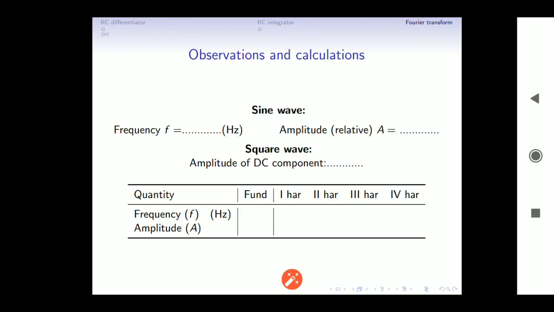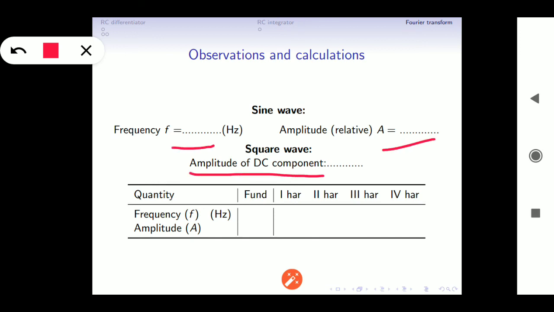So finally, you have to report the sine wave frequency as well as amplitude, and the same for the square wave. For the sine wave we have only a single frequency and one amplitude. For the square wave we have a DC as well as AC component. The AC part contains the input signal, which is the fundamental frequency, and several frequencies which are called the first, second, third and fourth harmonics. So your experimental task is to identify the frequency and amplitude of the square wave as well as the sine wave.